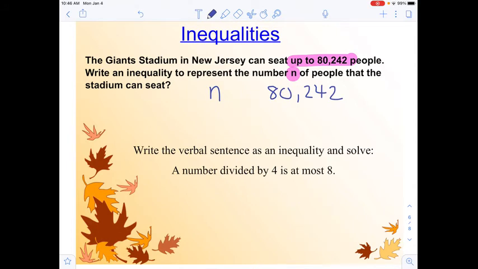So if I think about this stadium, there could be only 100 people in the stadium, maybe for a practice or something. There could be 80,000 people in the stadium. There could be exactly 80,242 people in the stadium, but there can't be any more than that. So I know that n has to be less than or smaller than or exactly equal to 80,242.